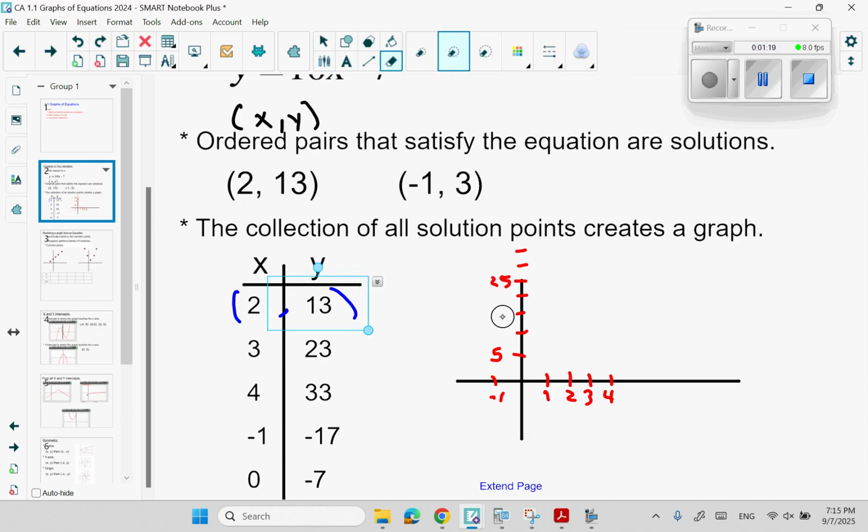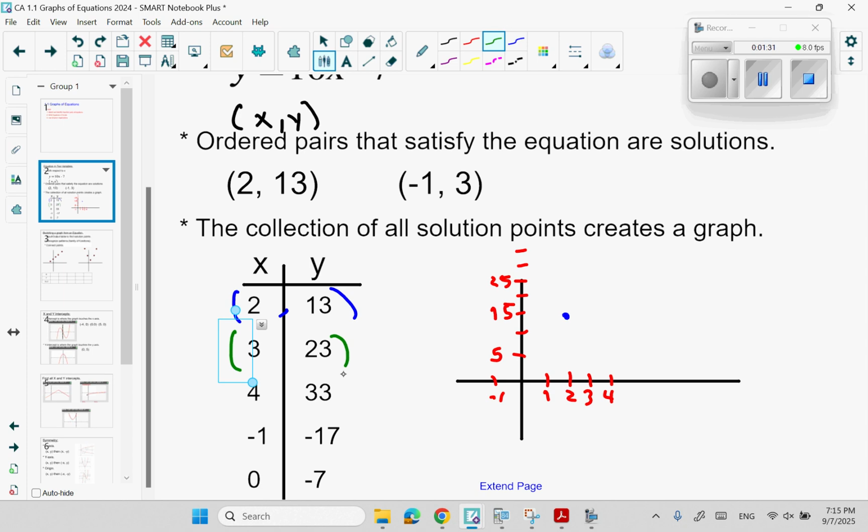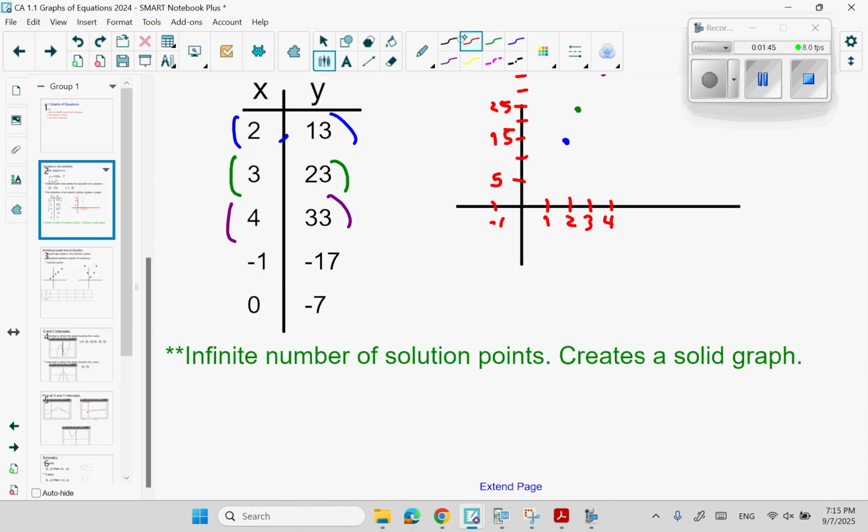Remember, this is 15. Probably should write it with better penmanship. So 2, not quite to 13, somewhere right around there. We have 3, 23, 3 up to about 25. 4, 33. Okay. 1, -17. Goodness gracious. -10, -15, and -20.